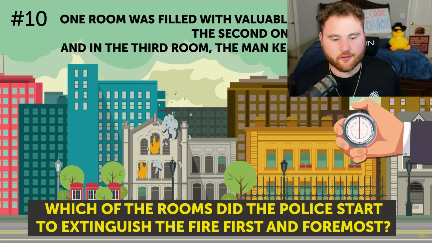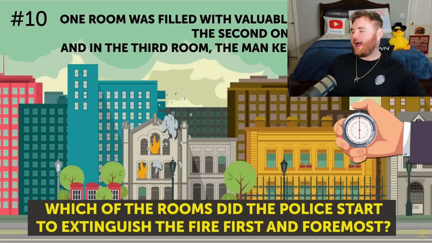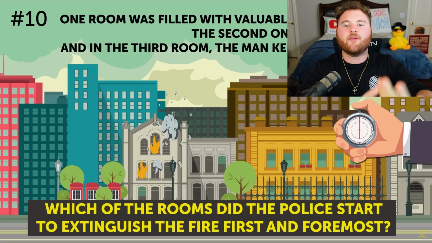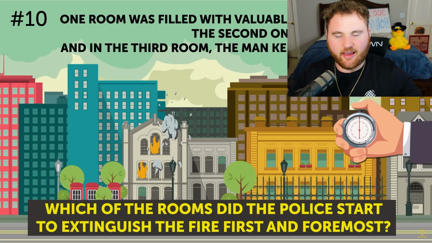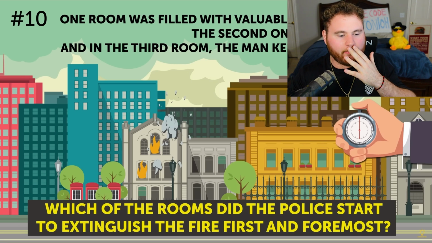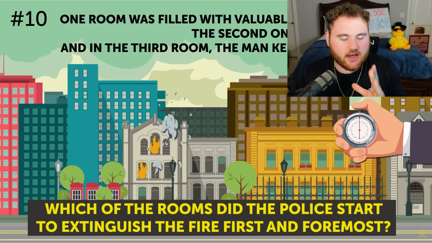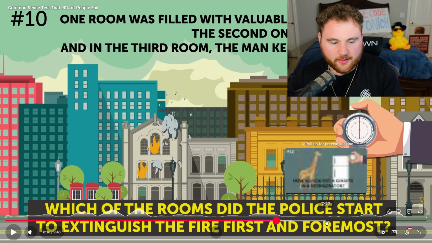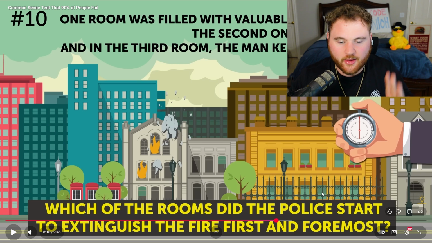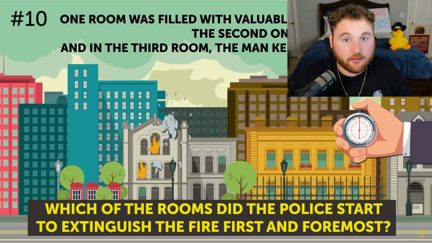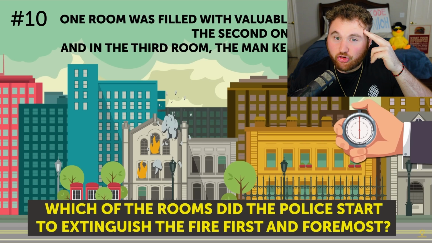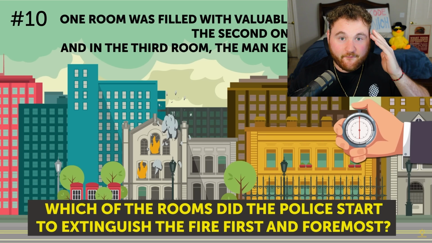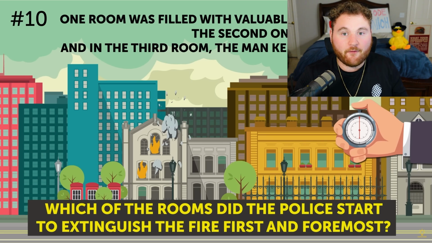Police don't extinguish fires. Firefighters do. That's the answer. I'm telling you, none of this information even matters at the top. The only question that matters is the actual question. Because you got to look at it, I completely missed this. I read, which of the rooms did the police start to extinguish the fire first and foremost? And I didn't even realize when I read it, because I already assumed that they were talking about firemen and first responders.